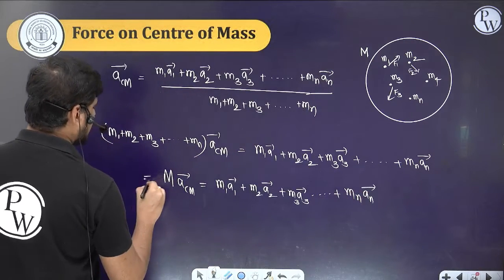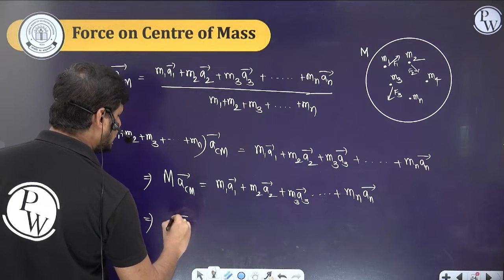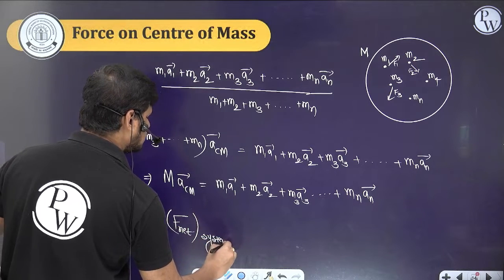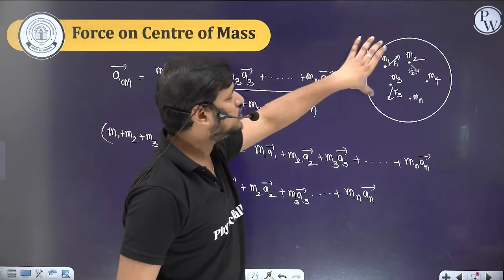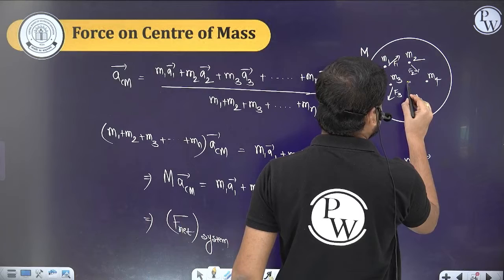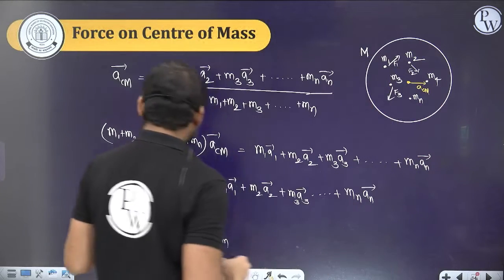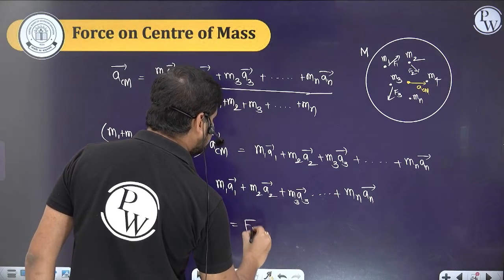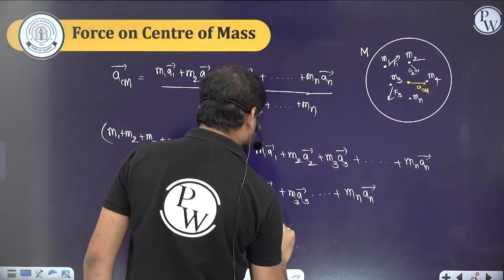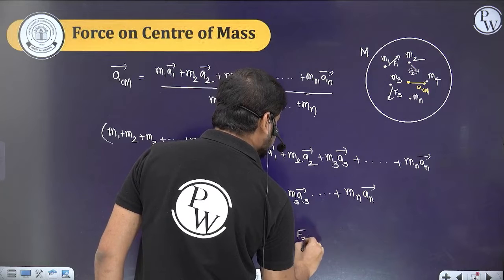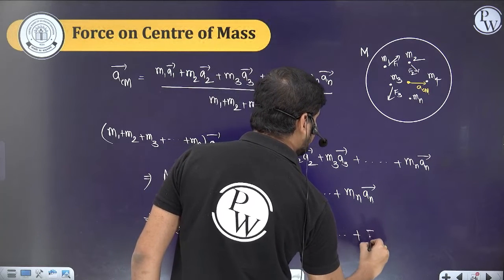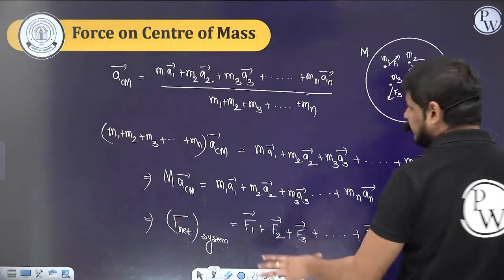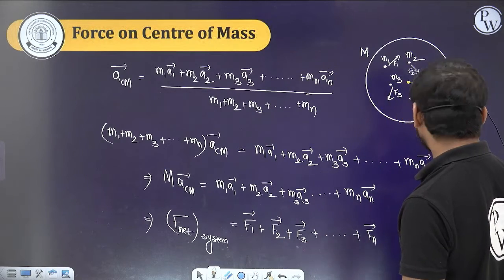Now see here, M into ACM is nothing but the net force on the system. Yes or no? The total mass into the acceleration of center of mass is the net force acting on the body, which equals M1 A1, the net force acting on particle 1, plus the net force acting on particle 2, plus the net force on particle 3, and so on till particle N. Clear till here?